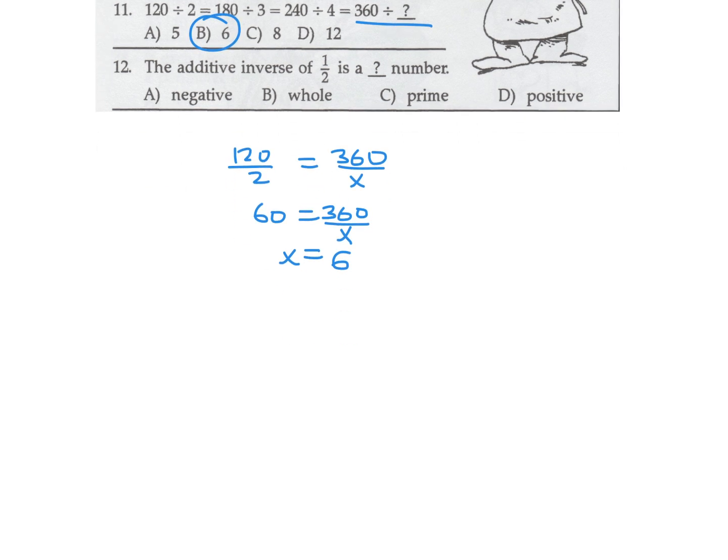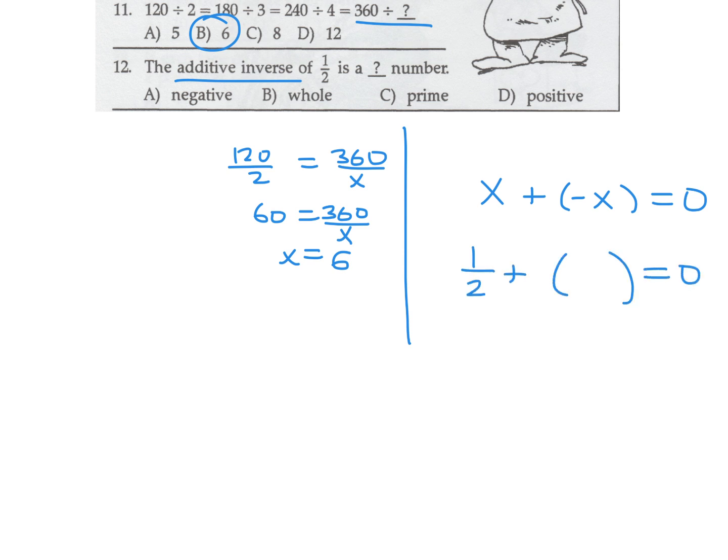The additive inverse of a half. Additive inverse, for those of you who don't know, so for example, if you have a number x and I say what is its additive inverse, it's something that when you add to x would make the sum equal 0. So obviously that would be negative x, right? Because x plus negative x is 0. So same thing, if I have a half and I say what do I need to add to a half to make it 0, well the answer is negative a half. So that's the answer, and it looks like they're just giving us some words, and the word that matches would be negative, so 12 would be A.